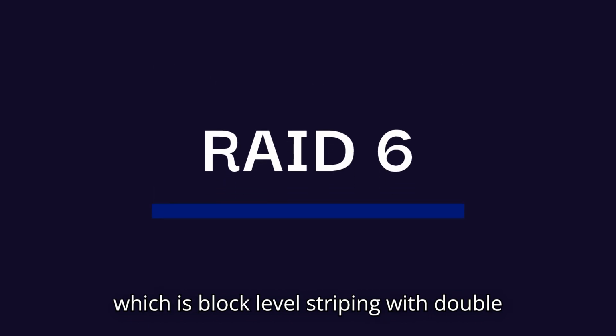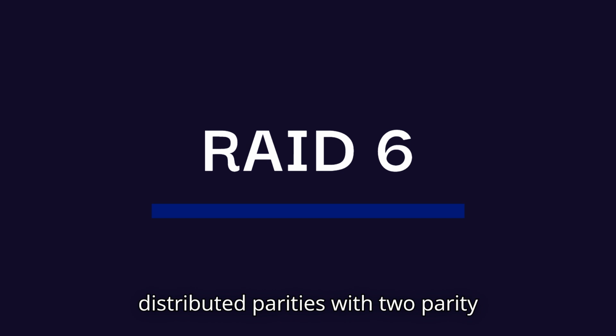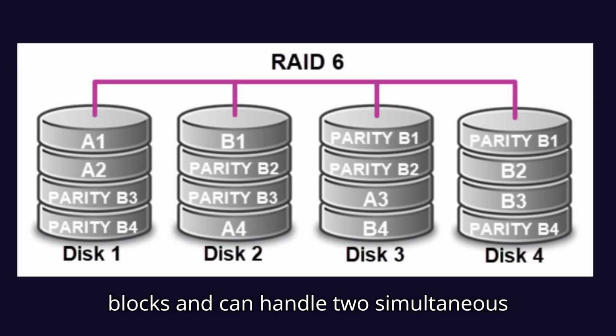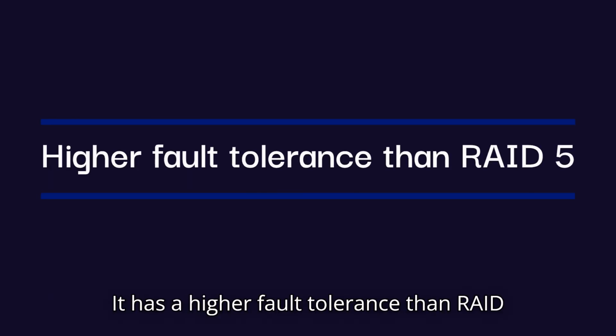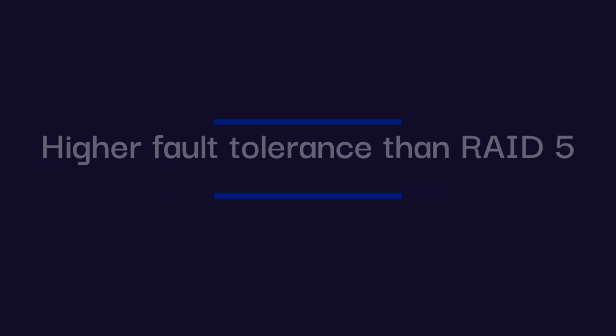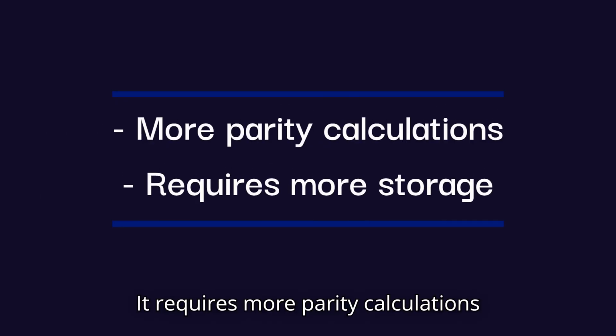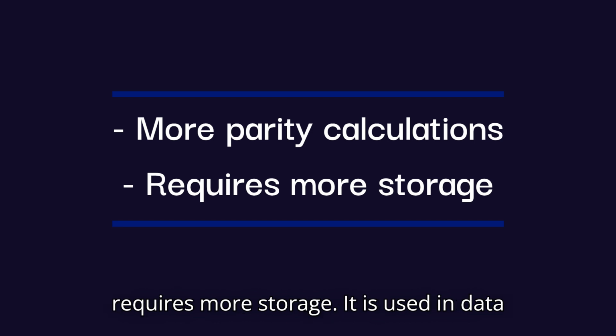needed. RAID 6, which is block-level striping with double distributed parity, with two parity blocks, and can handle two simultaneous disk failures, making it ideal for mission-critical applications. It has a higher fault tolerance than RAID 5. It requires more parity calculations, leading to slower write speeds, and requires more storage.